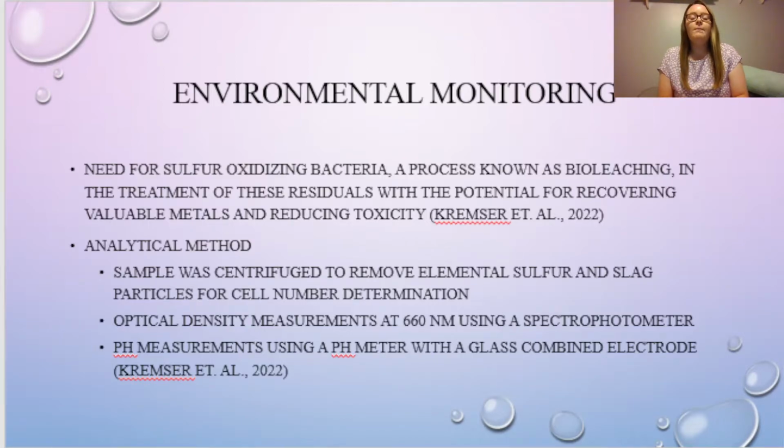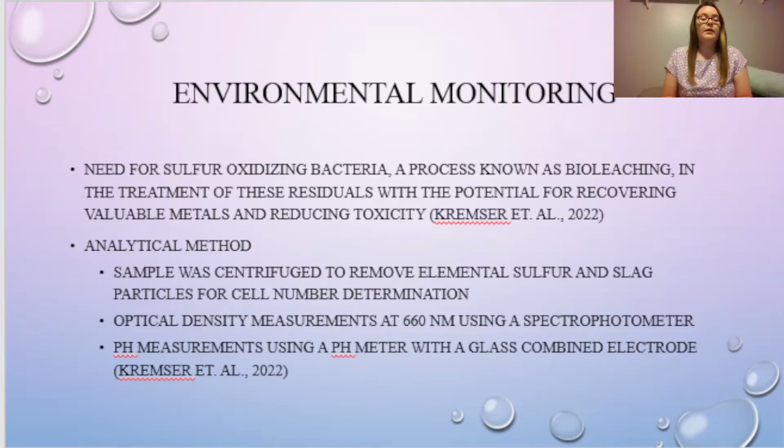And so to combat this problem, there was a need for sulfur oxidizing bacteria, in a process known as bioleaching. This process can also deal with iron, but since we're talking about sulfuric acid, we're going to specifically mention the sulfur oxidizing bacteria. Again, the process is known as bioleaching, and it's used in the treatment of these residuals with the potential for recovering those valuable metals that were left behind in the residues and also reducing the toxicity left behind because of those metals.